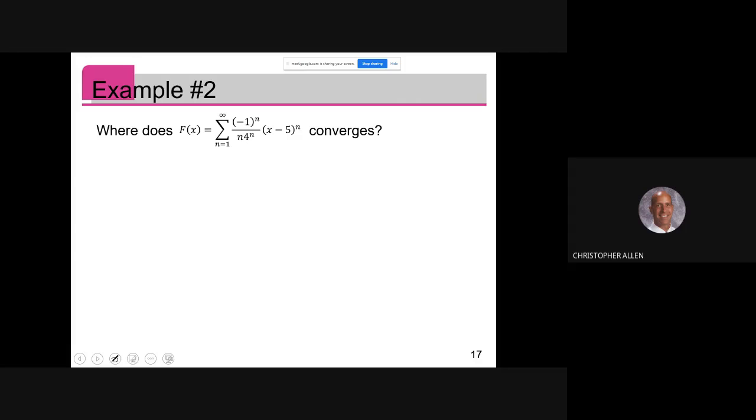Again, which test do we want to use here? We're going to use the ratio test. The first thing we're going to do is use the ratio test. Remember, the ratio test is the limit as n goes to infinity of the absolute value of a sub n plus 1 over a sub n. And what do we want that to be?